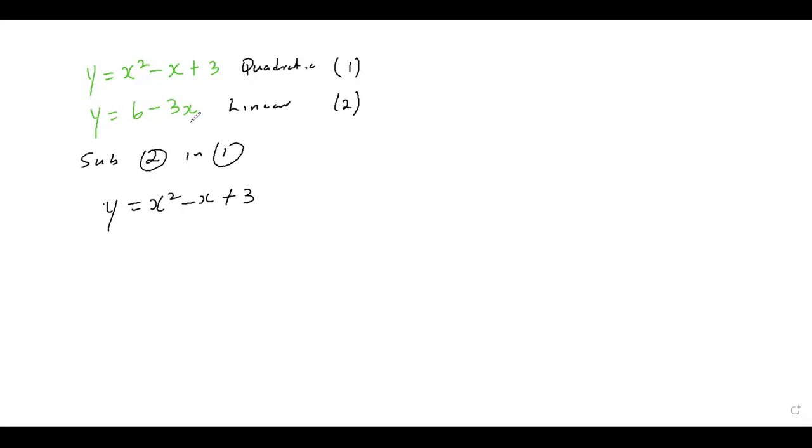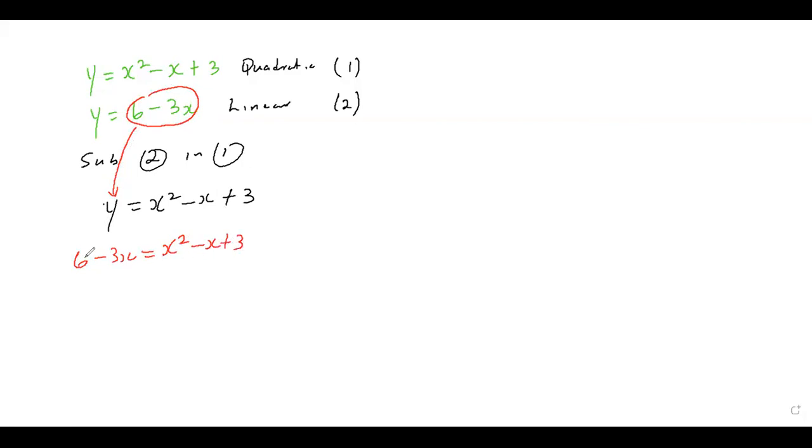Now, for me to do the substitution, I'm taking this one here and replacing it in the y. So I am going to put here 6 minus 3x instead of the y: 6 minus 3x is equal to x squared minus x plus 3.